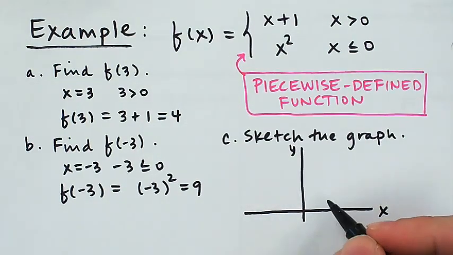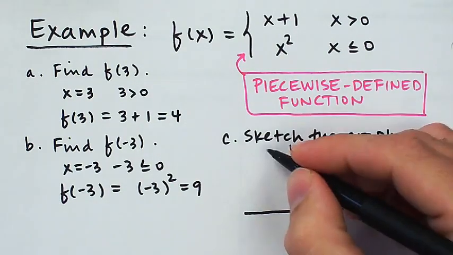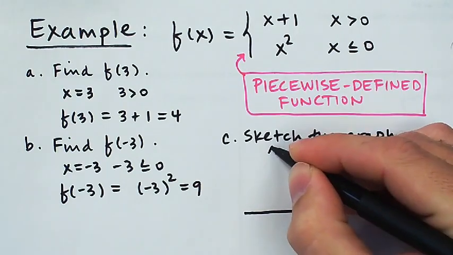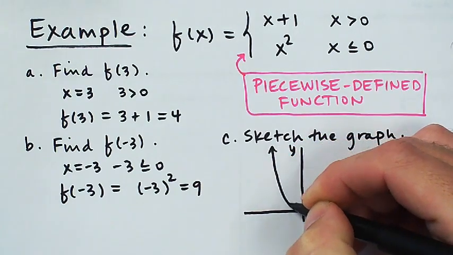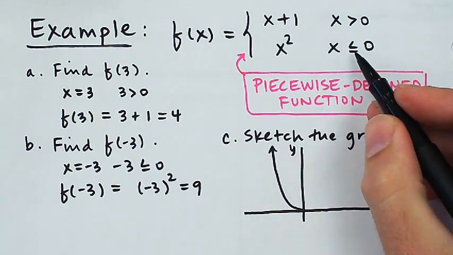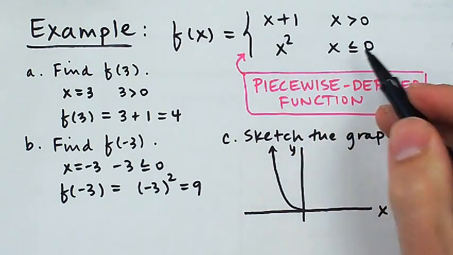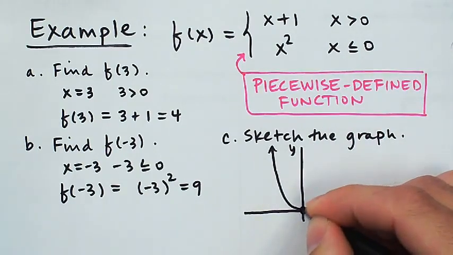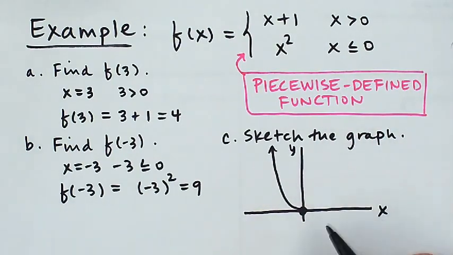And if x is less than or equal to 0, y equals x squared. Okay, so I've got the left half of this parabola. And since this is less than or equal to 0, that includes the point where x equals 0. And so we indicate that, it's going to be kind of hard because I'm using a marker, but we're going to indicate that with a filled-in circle.